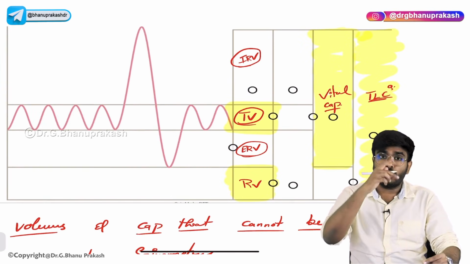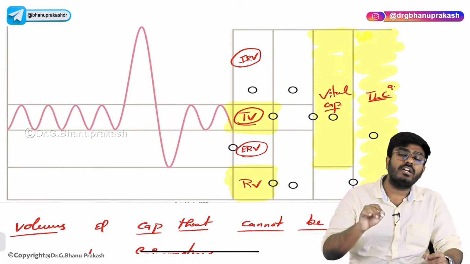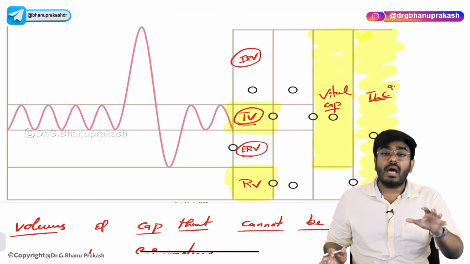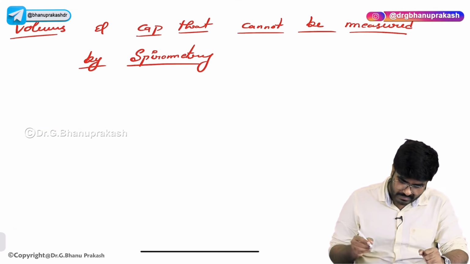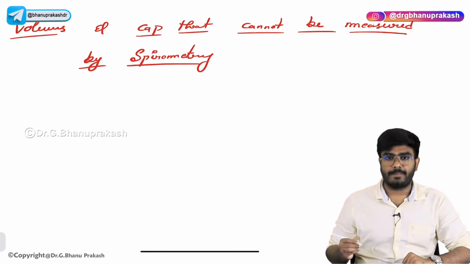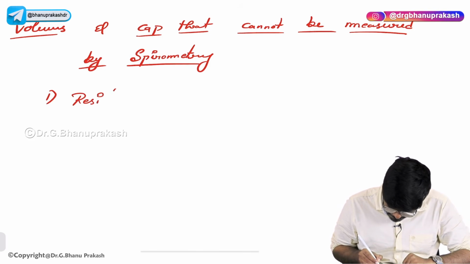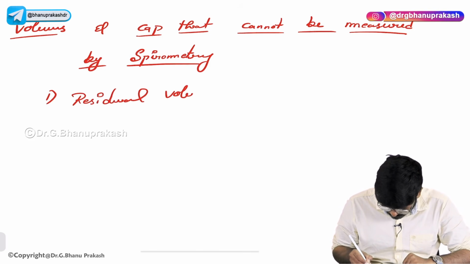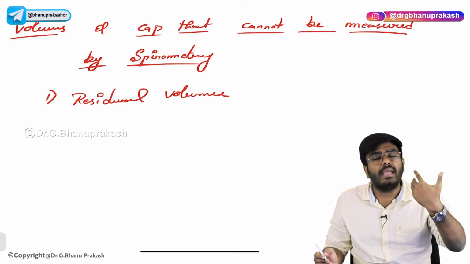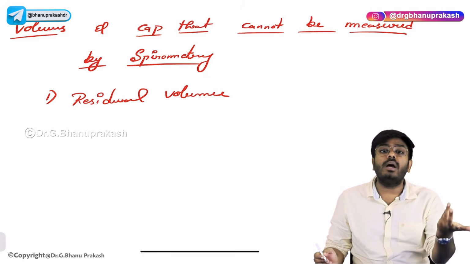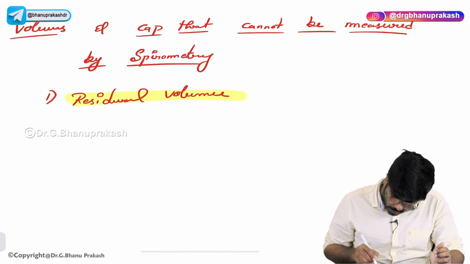See the image I have shown you; this is a spirometry graph. Usually all these volumes and capacities are measured by a study called spirometry. But there are certain volumes and capacities which you cannot measure. What are those? The first volume which cannot be measured is residual volume. Why? Because you cannot take the residual volume out of your lungs, so how can you measure it via spirometry?